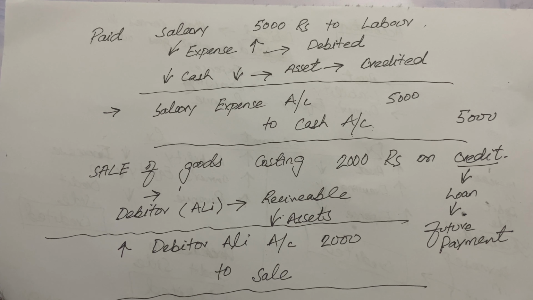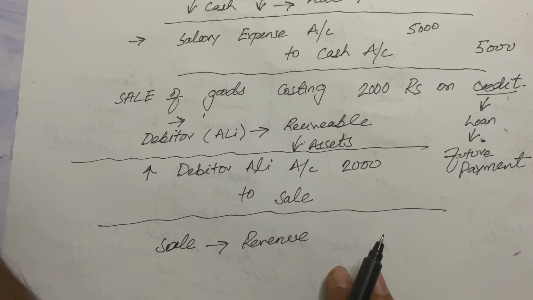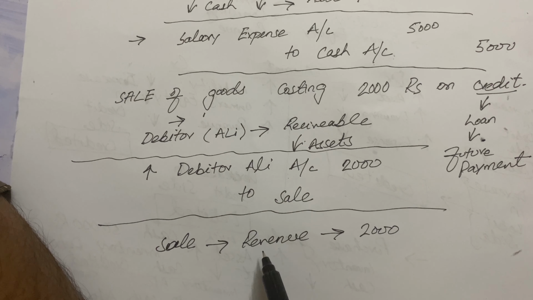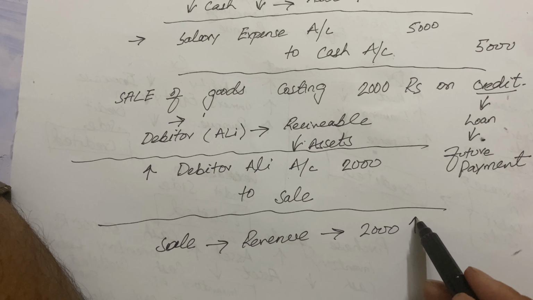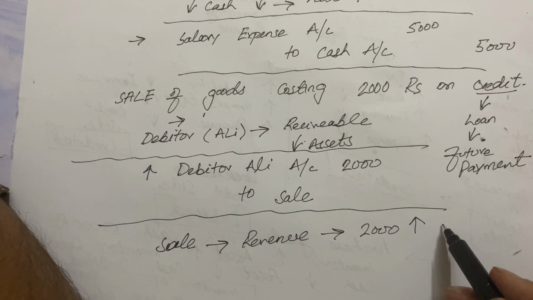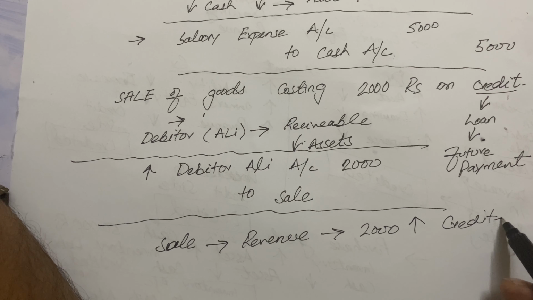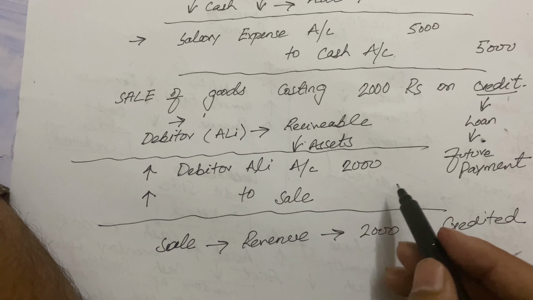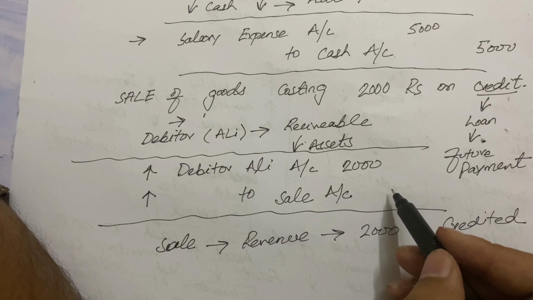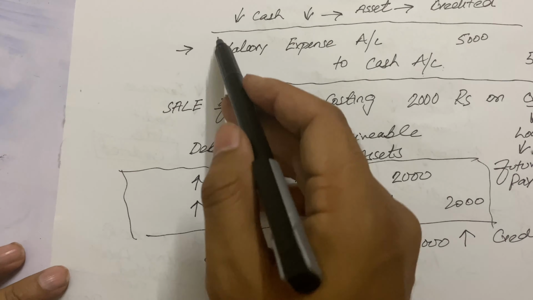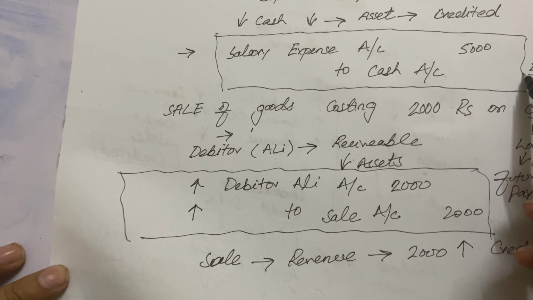On the other hand, we are selling goods. We are carrying out a sale. So sale generates revenue, and this revenue is 2,000 rupees. The revenue account is increasing, so it comes on the credit side, and whenever there is an increase in the credit side, it will always be credited. So the sales account is also increasing, but it is on the credit side, so it will be credited. Sale account, here we write 2,000 rupees. Those were basically the two entries that we carried out in today's lecture.